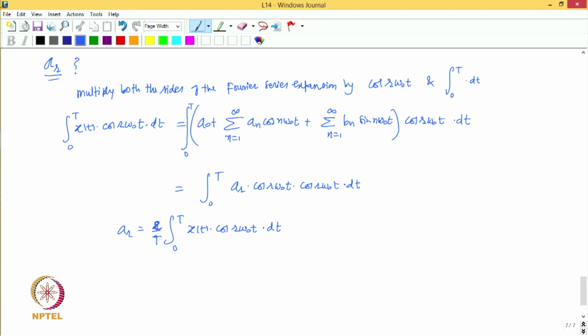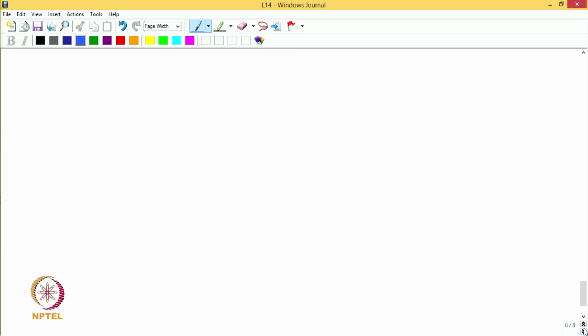So this is the result we get for AR. Similarly, we can determine BR. Okay. So for this we multiply both sides by sine r omega naught t, and we integrate both sides over 0 to T.